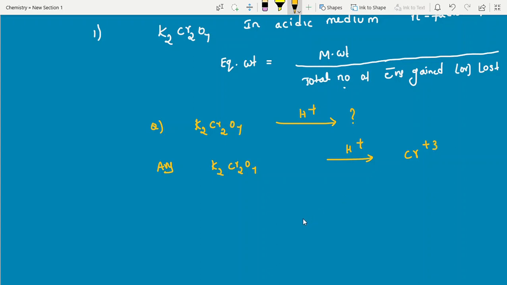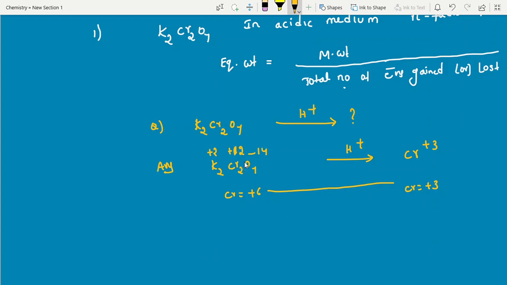Now look into this. Calculate the oxidation state. How to calculate equivalent weight? I will explain. See, here minus 14, right? This is plus 2. This is plus 12, so each chromium is plus 6 per atom. Now plus 6 to what is this oxidation state, students? Here they have already given you, no need to calculate. Plus 6 to plus 3.